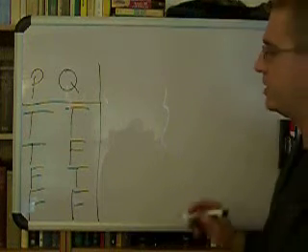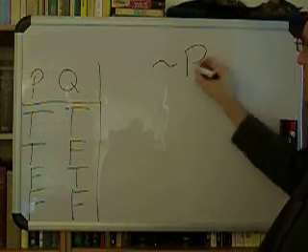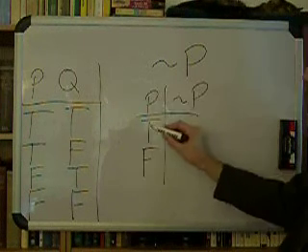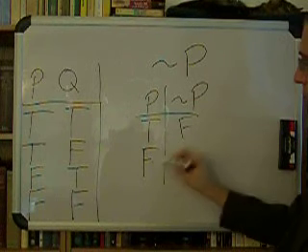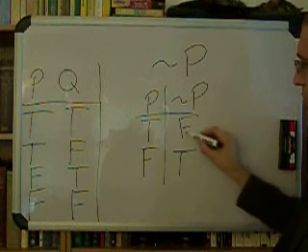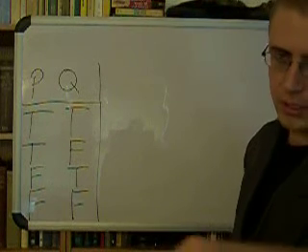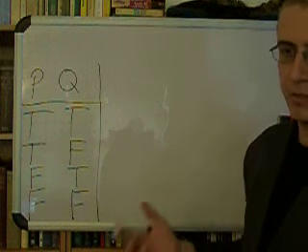Next we have the negation. And negation's easy. Non-P is there, and it just means not P. So if P is true, tilde P would be what? False. And if P was false, tilde P would be true. Now, double tildes work the same way double negatives do in math. A double negative is a positive.